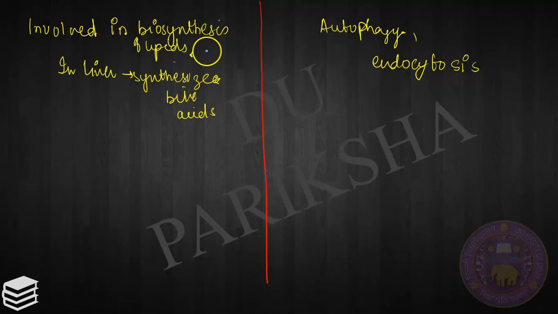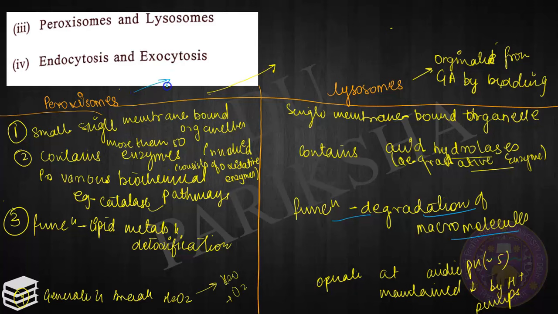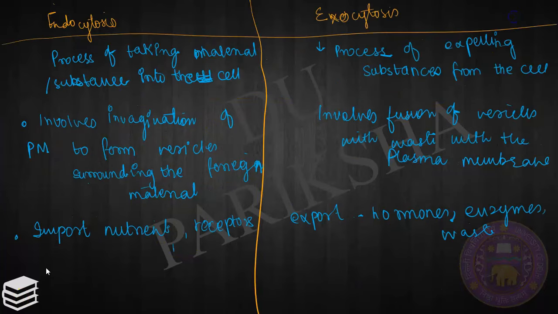Peroxisomes are also involved in lipid metabolism, and in the liver they synthesize bile acids, while lysosomes are involved in autophagy and digest materials that are taken up by endocytosis. A disease of peroxisomes is Zellweger syndrome, and a lysosomal storage disease is Gaucher disease.